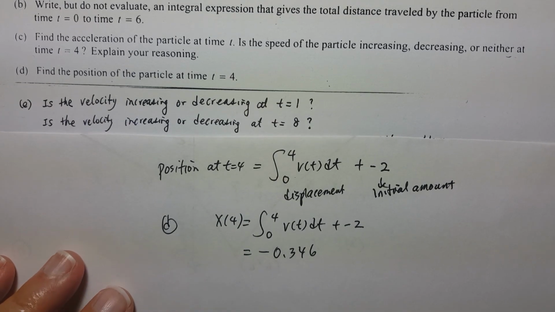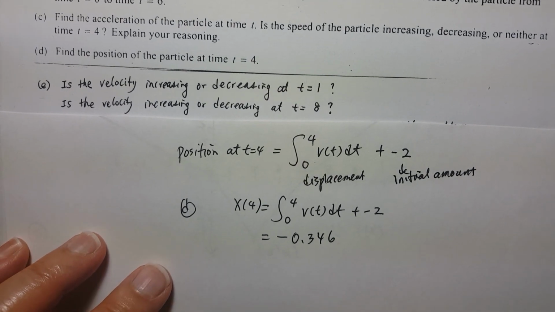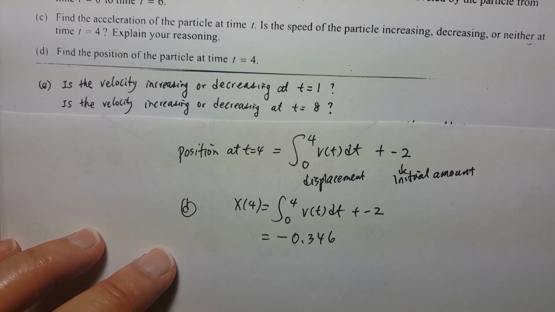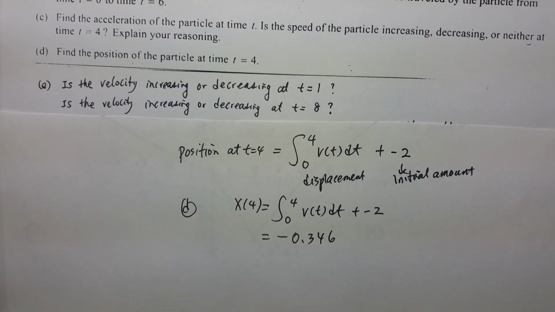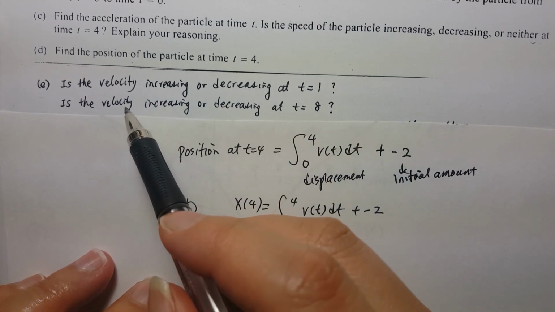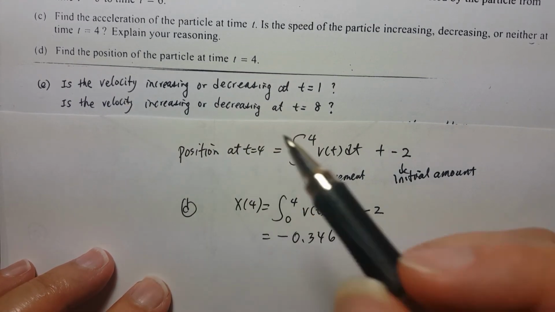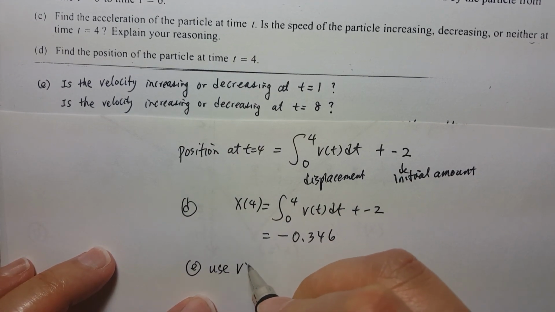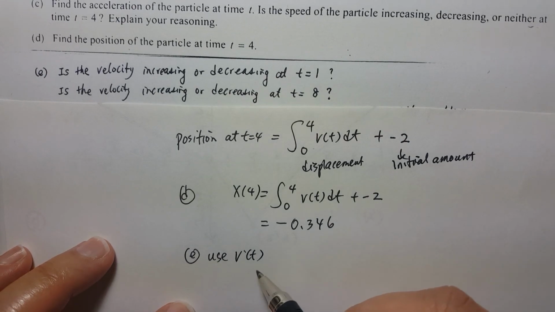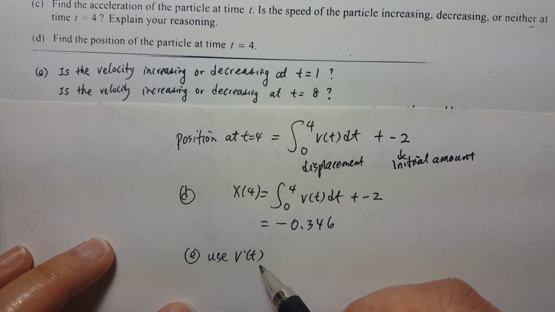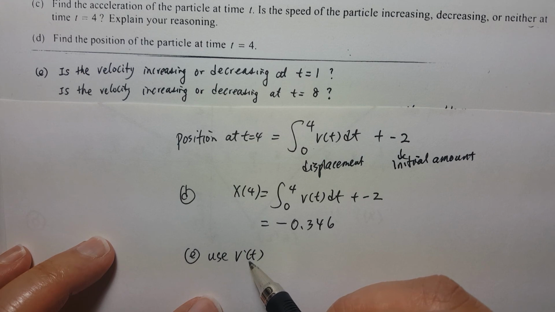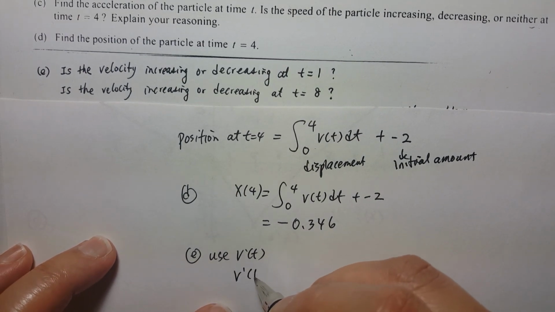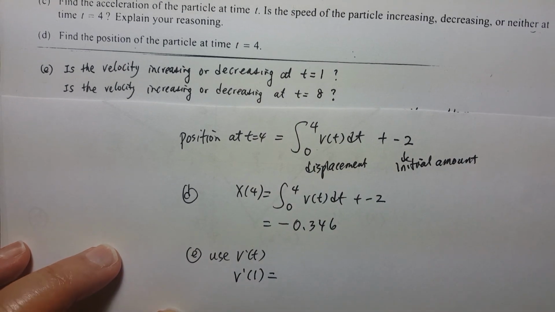Now let's take a look at part E. Part E says, is the velocity increasing or decreasing at t equal to 1? Is the velocity increasing or decreasing at t equal to 8? If you want to find whether the velocity is increasing or decreasing, you have to use v prime of t. You're going to use v prime of t, the slope: if the slope is positive, then v is increasing. If the slope is negative, then v is decreasing. So we find v prime of 1. V prime of 1 is a of 1.